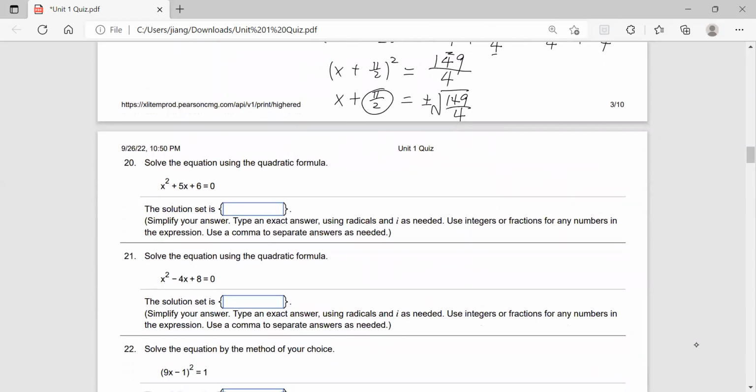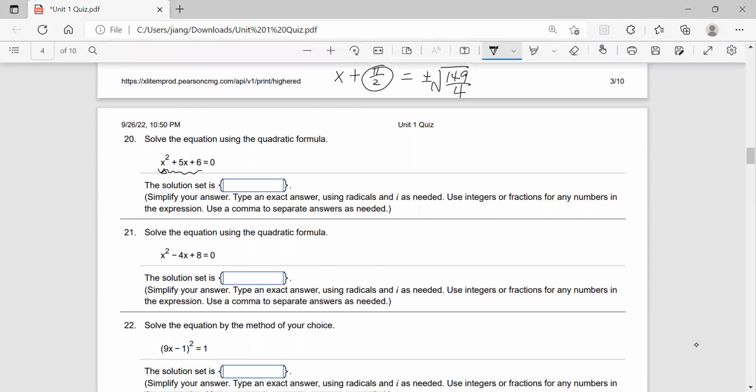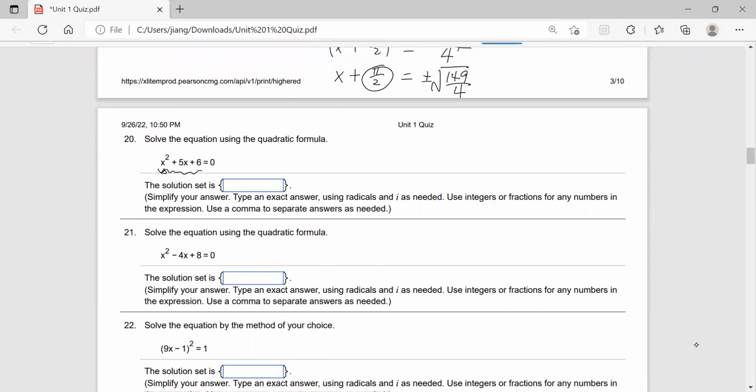Okay, next one, using the quadratic formula. So for the quadratic formula, that means move everything to one side, and make sure we better have a positive leading term. That means a positive first term. So we have learned for the quadratic formula, a times x squared plus bx plus c equals 0.